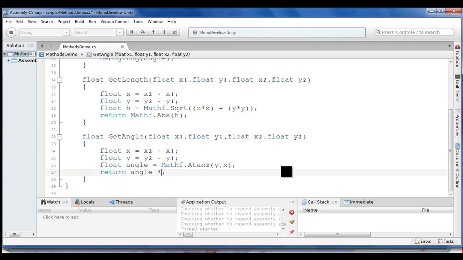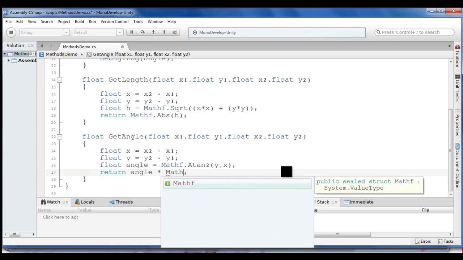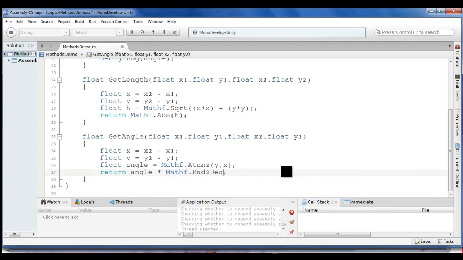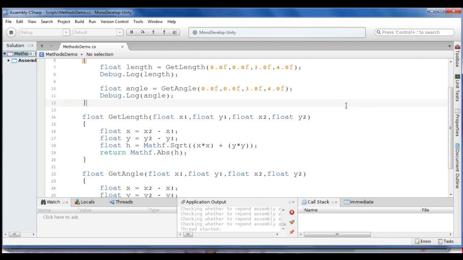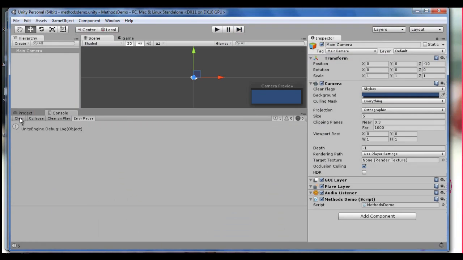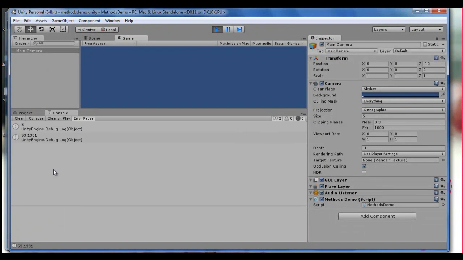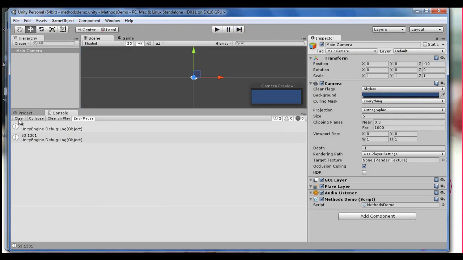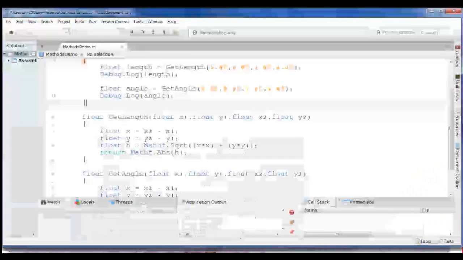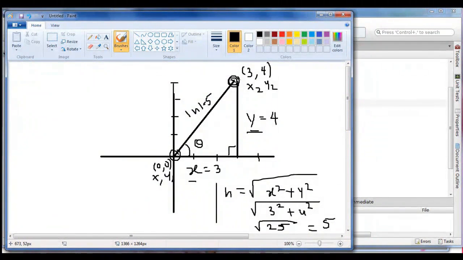So here while returning I am going to say multiply by Mathf.Rad2Deg, and I convert that angle to degrees and get back. Let us save and run and check. Let's clear this and run the code, and you can see that we got almost 53.1301 degrees. This is at 53.0 something.